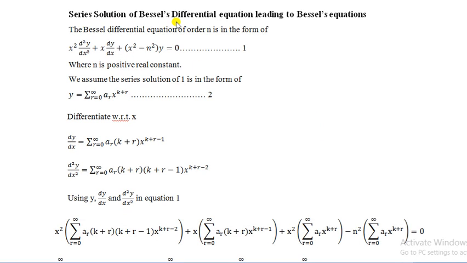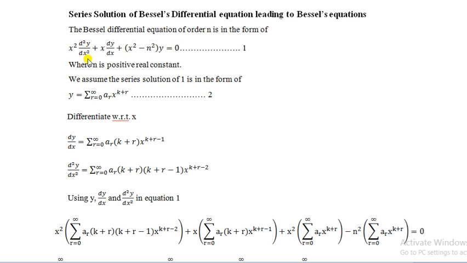Series solution of Bessel's differential equation. So Bessel differential equation means if the differential equation is in the form of x square d square y by dx square plus x into dy by dx plus (x square minus n square) into y is equal to 0. If the differential equation is in this form, then such types of differential equation are called Bessel's differential equation.